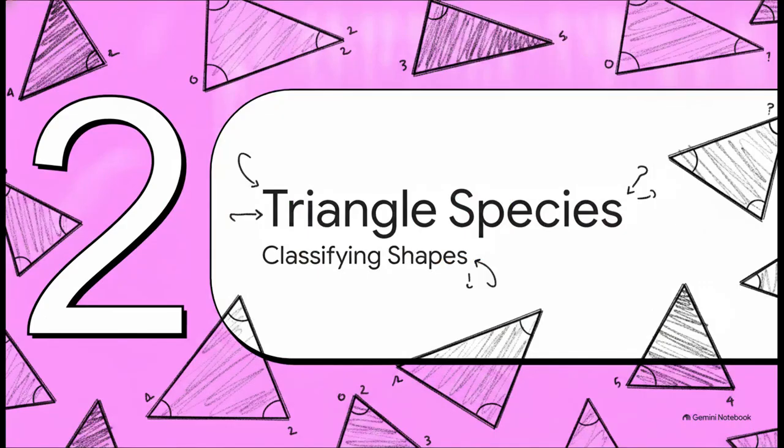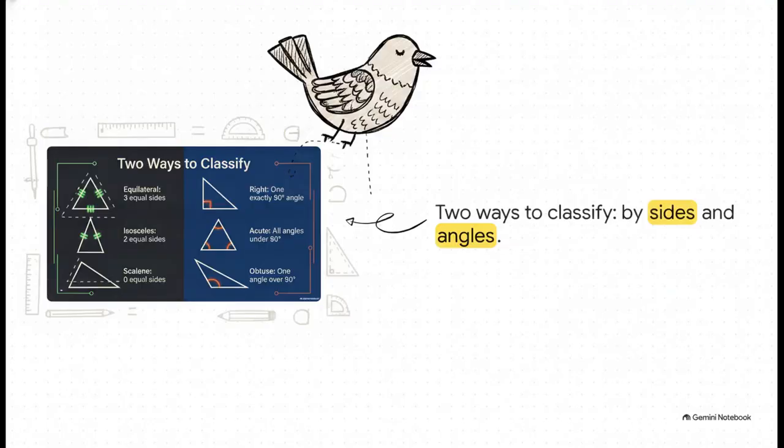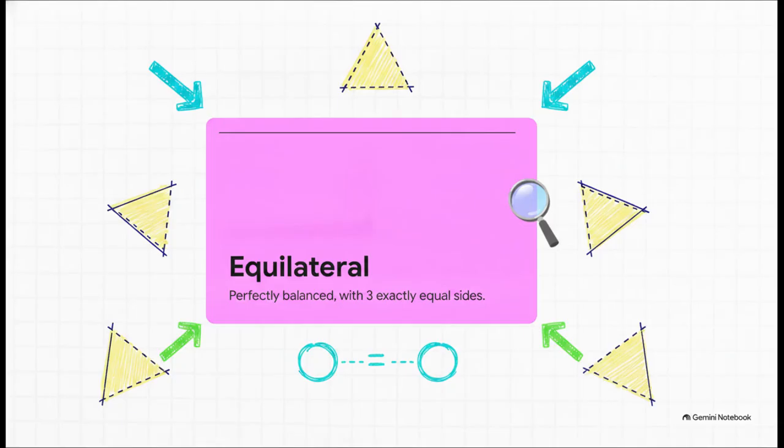Section 2. Classifying triangle species. Now that we know what a triangle is actually made of, we quickly realize they don't all look the same. Out in the wild, they come in vastly different shapes and sizes. So how do we make sense of them? Well, just like you might categorize a bird by its beak and its feathers, we classify triangles in 2 distinct ways. By looking at their sides and by looking at their angles, like right, acute, and obtuse. Let's quickly lock in those side-based definitions before we go any further.